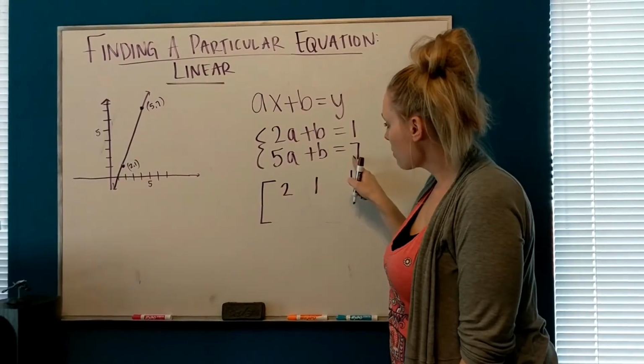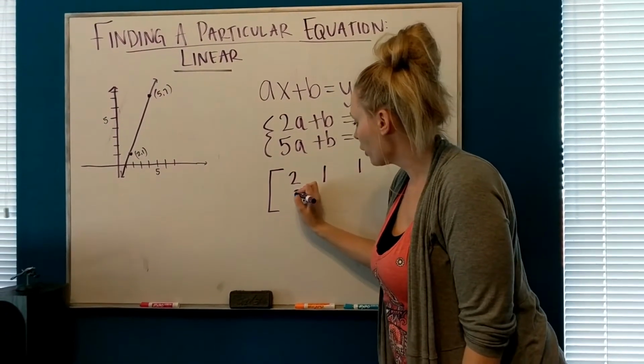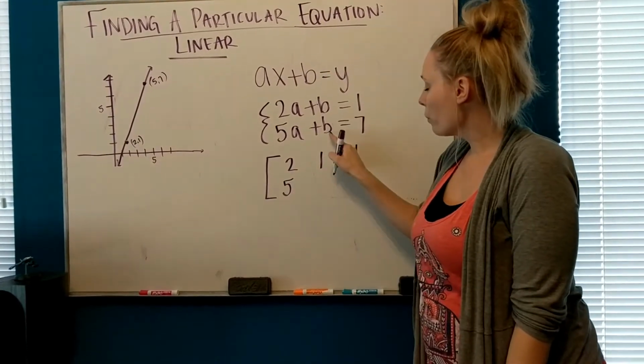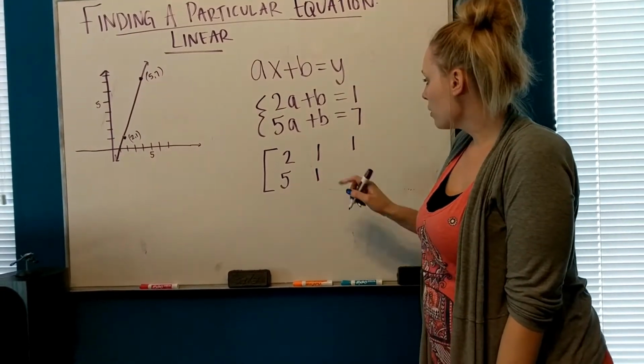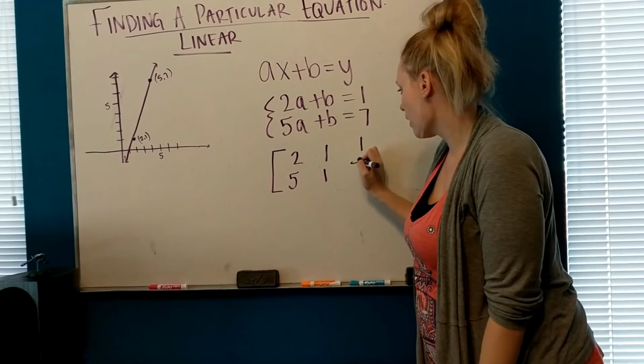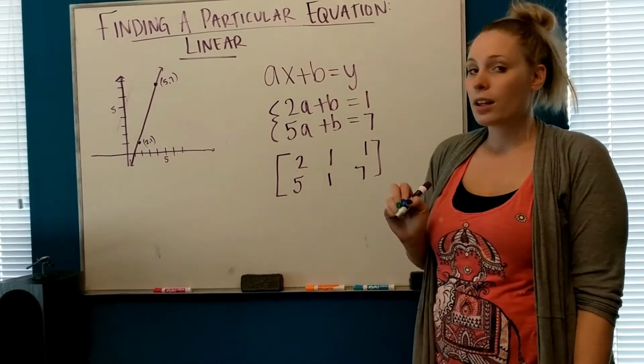Now I'm going to do the same thing for my second equation. My coefficient for a is 5. My coefficient for b is 1. My last entry is 7, because that's the answer. There's my matrix.